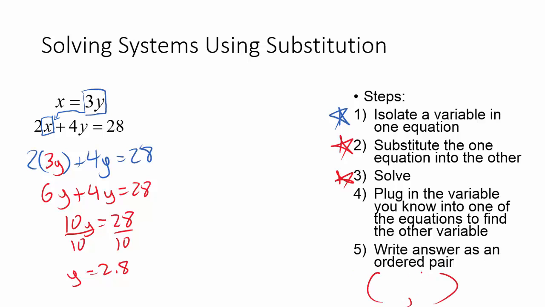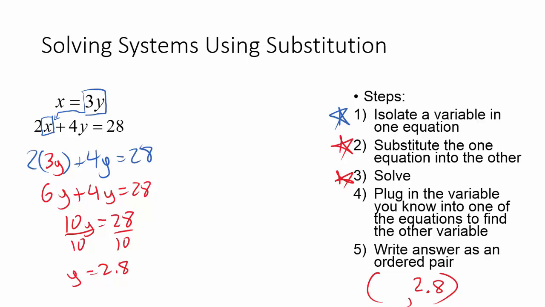I know that the y coordinate where these two lines will cross will be at 2.8, but I don't know where they're going to cross for the x-coordinate. So what I'm going to have to do is take your 2.8 and pick either equation and plug it in.